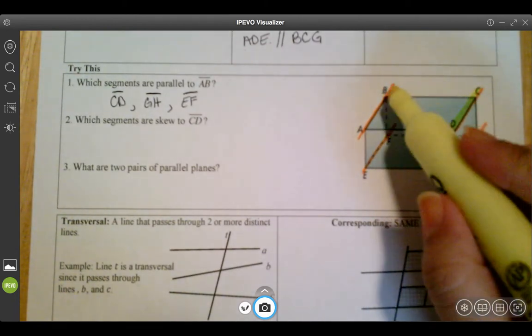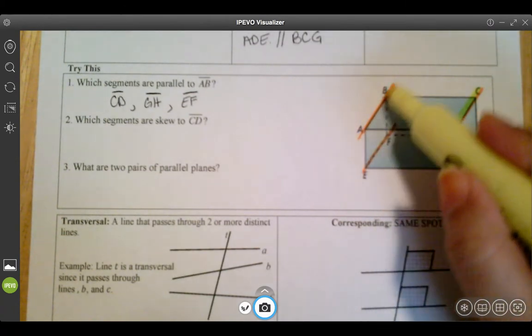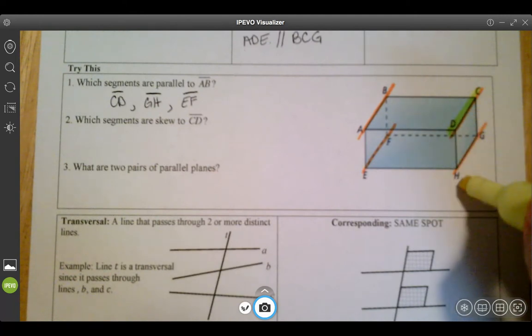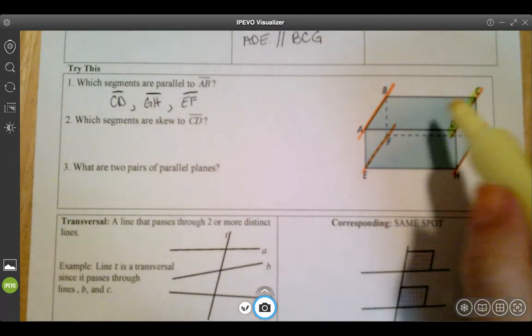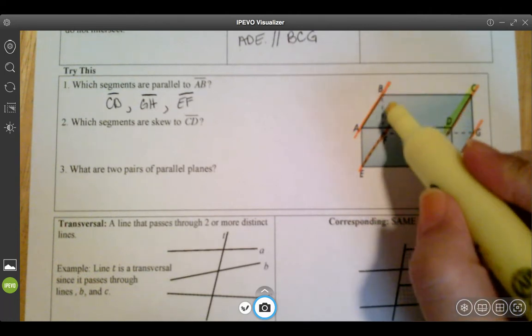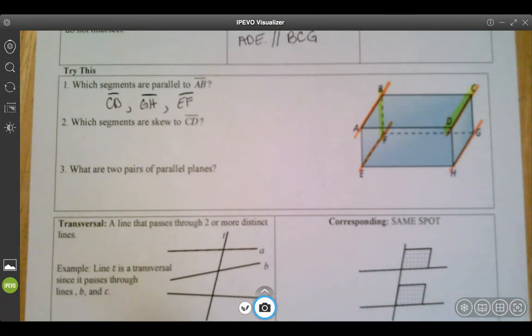So if we look at BC, it intersects. AD, it intersects. AB is going the same direction. And then these ones are also intersecting. So we want to look for BF is in a different direction and it never crosses. So BF is going to be one of our solutions.